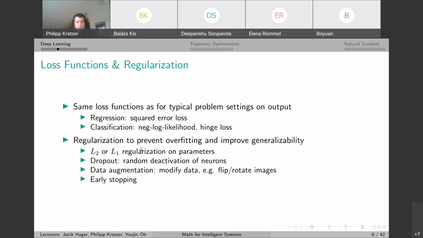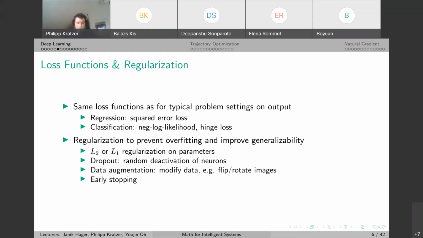Here, just to name a few of them, there's typical L2 or L1 regularization, like you could also do in linear regression. There's dropout. You randomly deactivate neurons, and this way you simulate training multiple networks at once, because some neurons are sometimes deactivated, and this is done randomly.